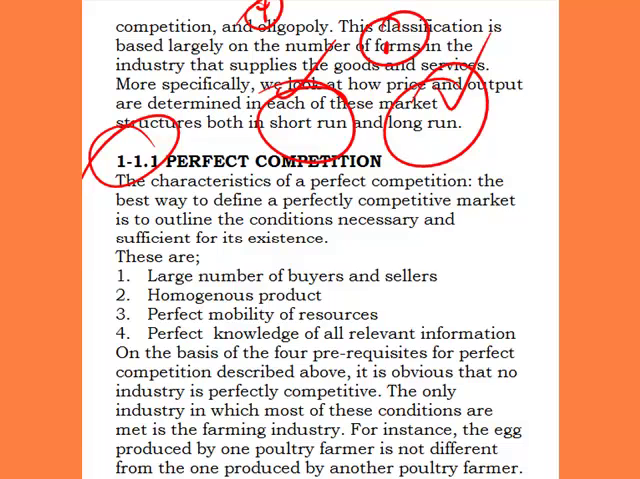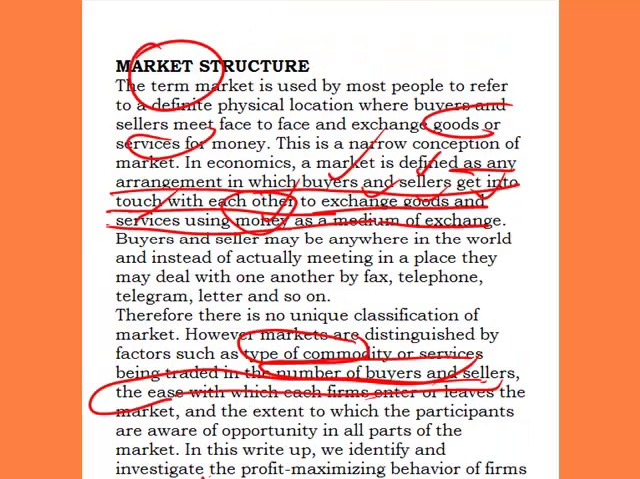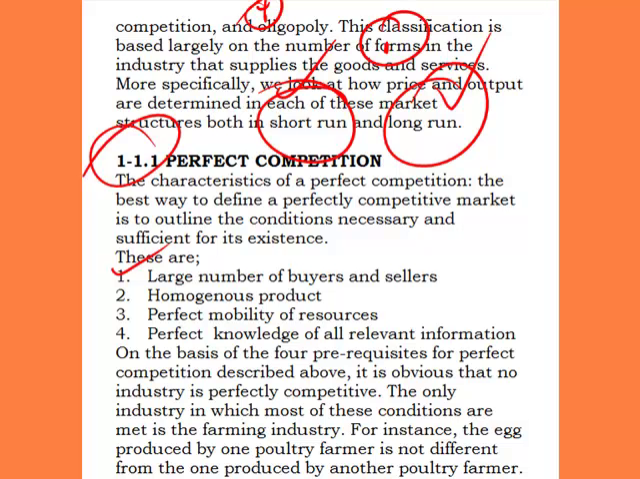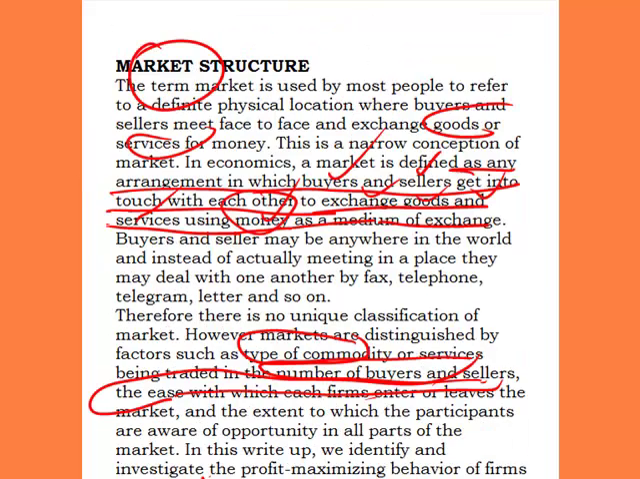Now, the characteristics of a perfect competition. Before you can explain what a perfect competition market is, you use its characteristics to explain. Their characteristics will tell you what type of market you are dealing with. The best way to define a perfectly competitive market is to outline the conditions necessary and sufficient for its existence. These are the conditions. First, for a perfect competition market, there are a large number of buyers and sellers in the market.